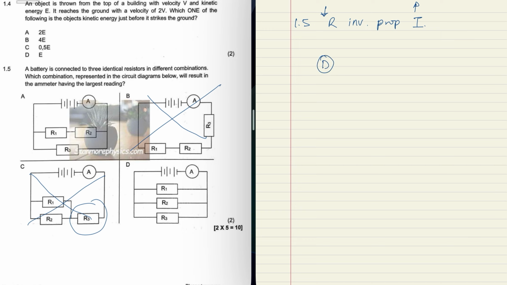And that's because each resistor is in its own parallel branch, which is going to decrease the resistance significantly compared to A. So A would be eliminated because R1 and R2 are in series, and that branch is in parallel with R3. Whereas D, they're all in their own individual branches.